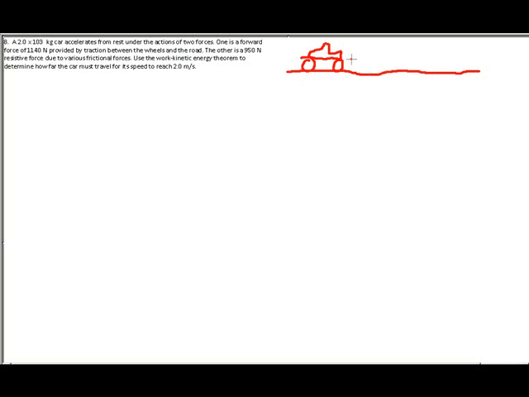And what's happening is the car has a force going that way of 1140 newtons. But of course there's a frictional force that's going on, which is 950 newtons. Now, what this whole problem centers around is the idea that when I apply a force over a certain distance, work has been done.